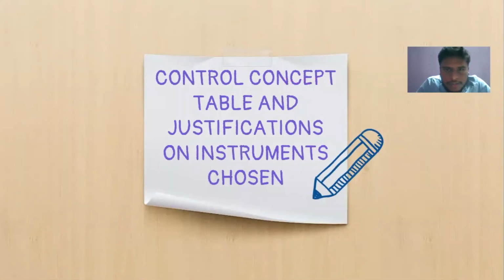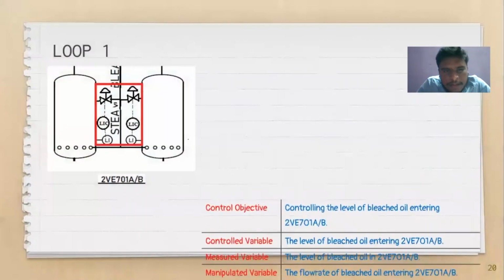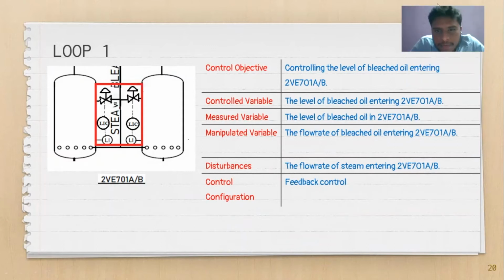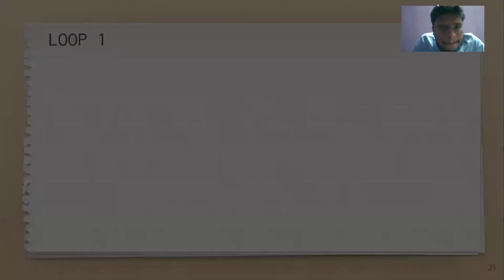Okay, moving on to the control concept table and justification of instruments chosen. For the first control loop, we think two pneumatic control valves are installed in the vessels because we want to control the level of bleached oil entering the vessel. We control the level by manipulating the flow rate of bleached oil entering the vessel. The disturbance will be the flow rate of steam entering the vessel, and this is a feedback control system.